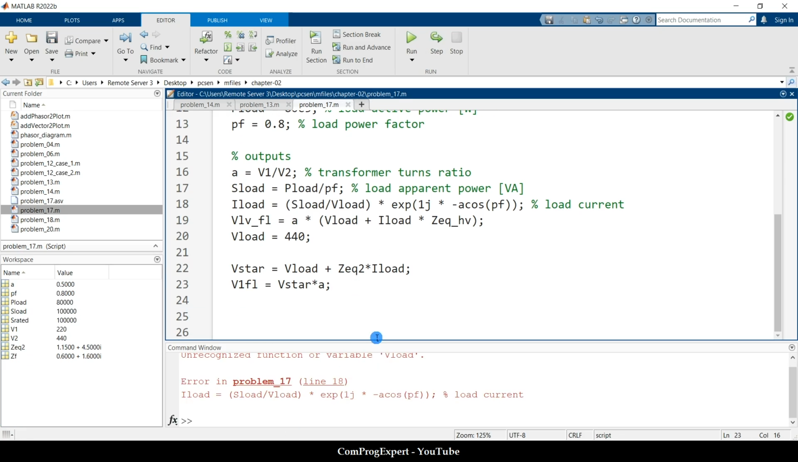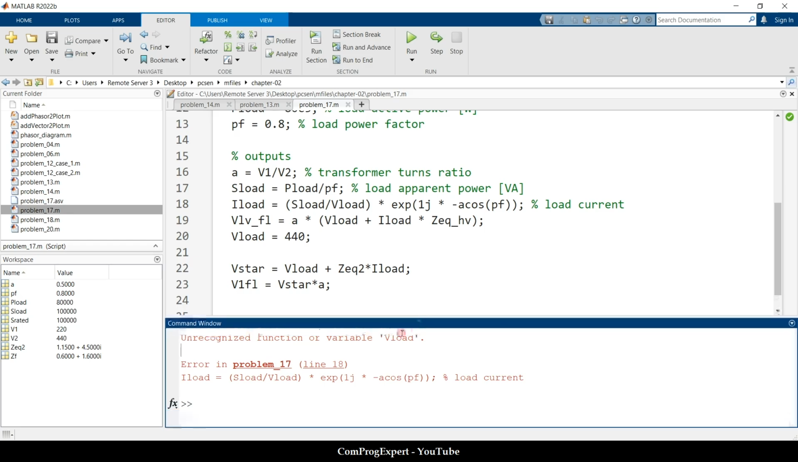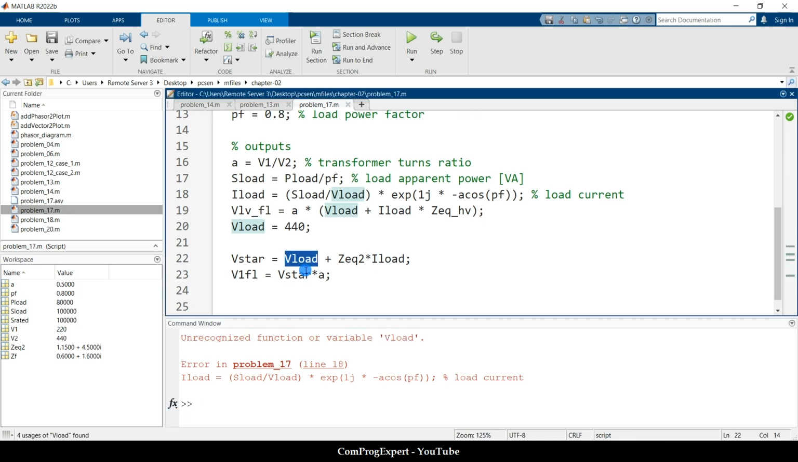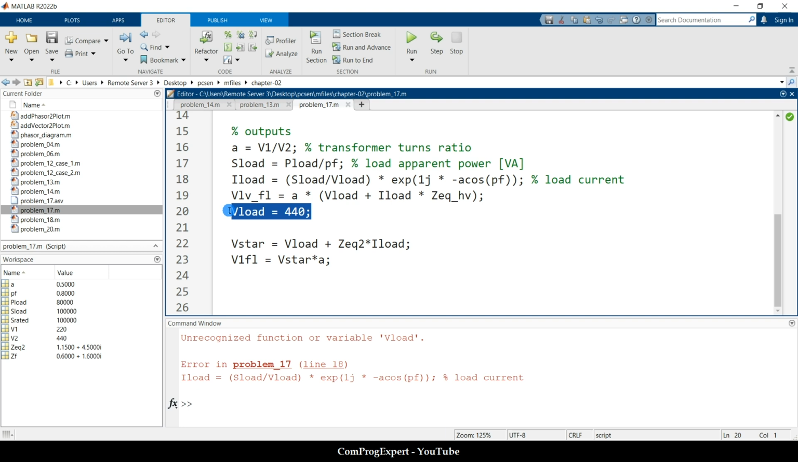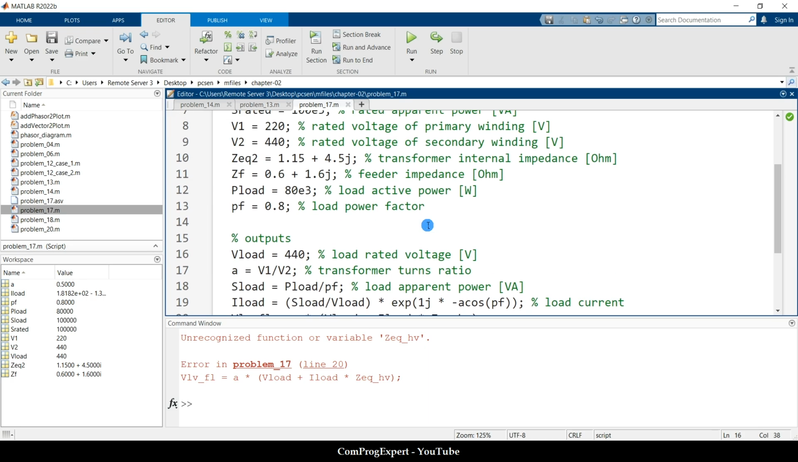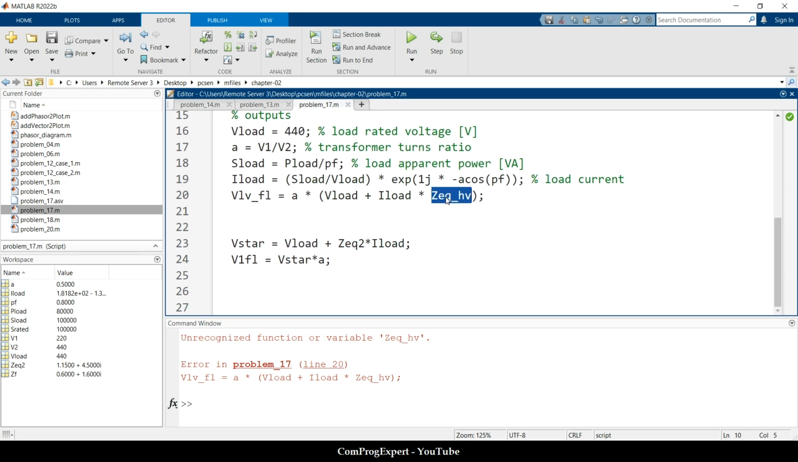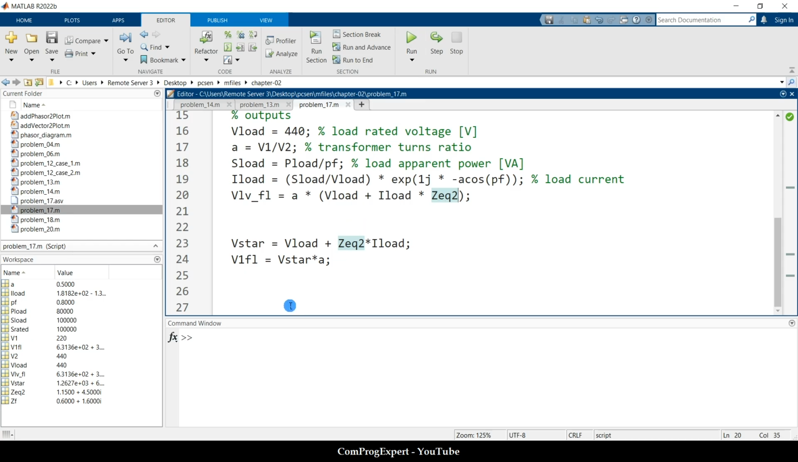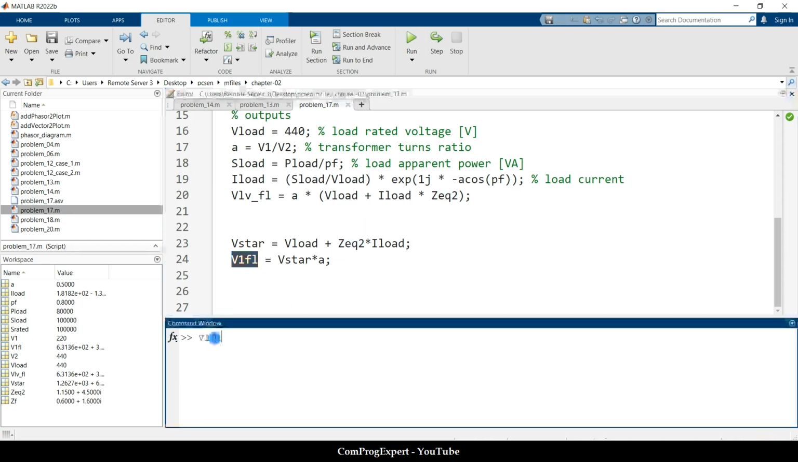What is the error? V load, we don't have this variable. Okay, I should define the V load here. This is the load rated voltage. Yes. So if I run the code here, we don't have Z equivalent. This is Z equivalent 2. Yes. So this is V1 F.